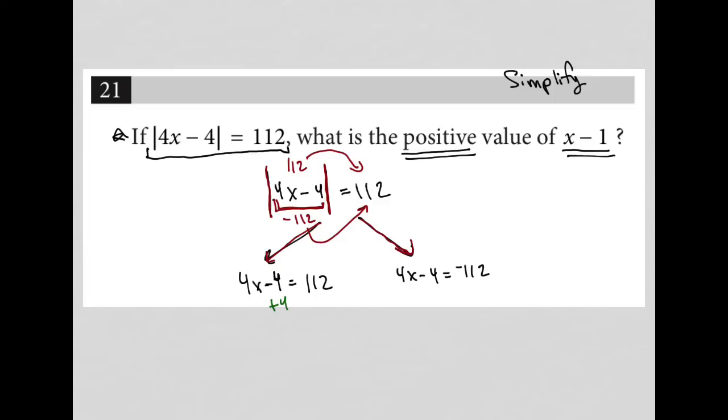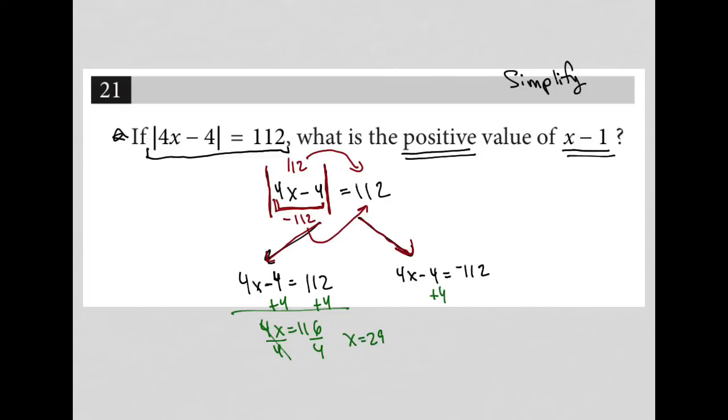I'm going to add 4 to both sides here. I'm left with 4x equals 116. I divide both sides by 4. I grab my calculator. Maybe some of you don't need to use your calculator here. I like to use it just to make sure I'm correct and don't make any small errors. So 116 divided by 4 is equal to 29. So in this case, x equals 29.